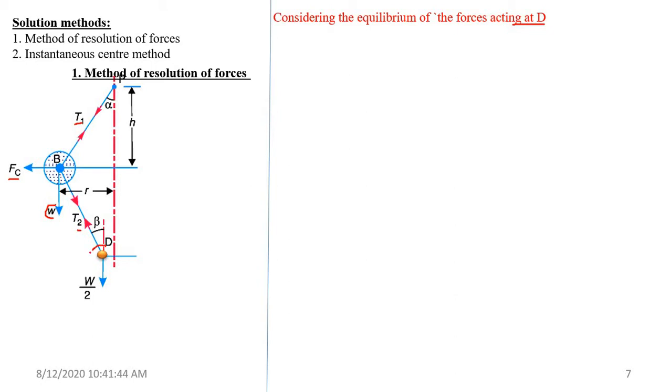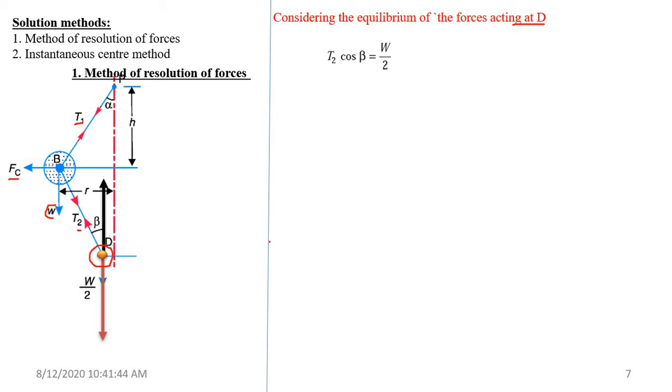Here it is the D. Considering equilibrium of forces, you know the equilibrium of forces means total upward force is equal to downward force. So this is the downward force, here downward force is towards the bottom of the D portion. Similarly, the upward force is located in this portion.